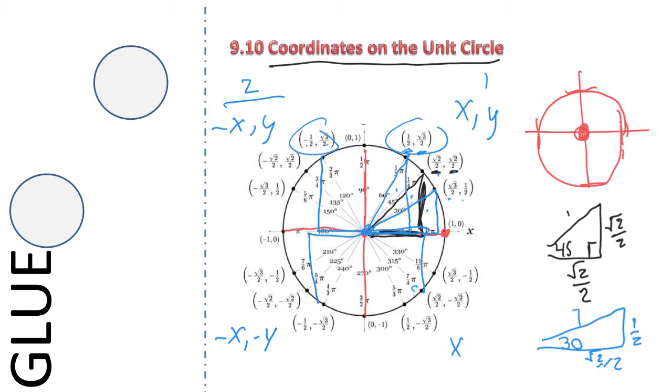So look at these numbers, positive x, negative y. You see it's the same numbers all around the unit circle. We're just changing the signs depending on the quadrant we're in. So what we're going to do today is just figure out what are the coordinates at each reference angle.